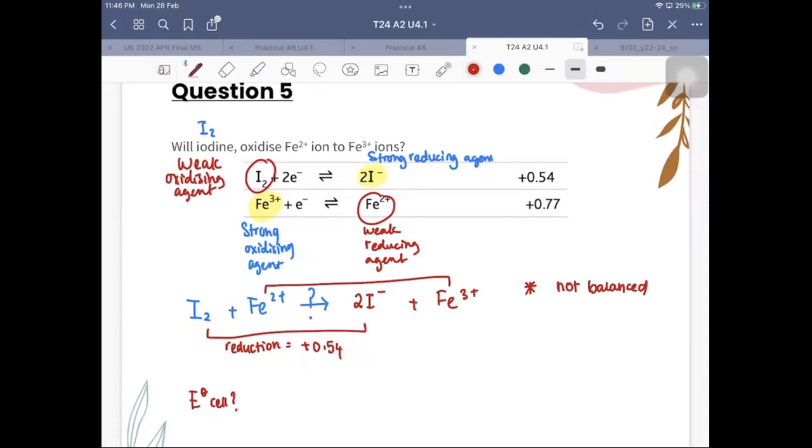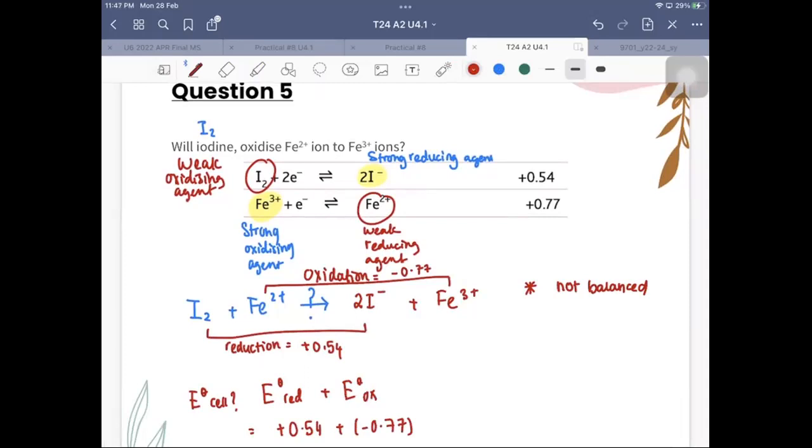Fe2+ to Fe3+ is an oxidation reaction. And because it's an oxidation reaction, it would have a value of -0.77. So if I were to calculate the E cell, E naught of reduction plus E naught of oxidation, I think most of you would be able to see it already at this point. Reduction is +0.54, oxidation is -0.77.